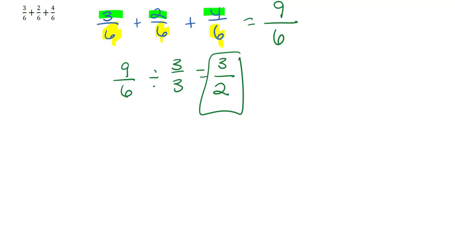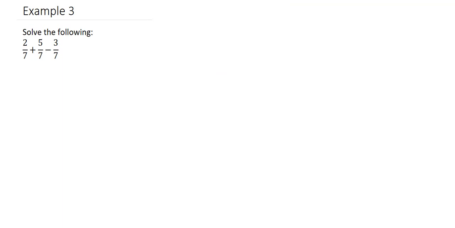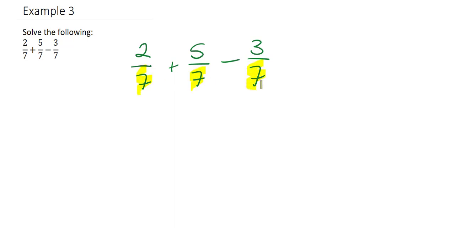Now, let's go ahead and look at the next example. So example 3, we're going to solve the following. So we have 2 over 7 plus 5 over 7 minus 3 over 7. So notice we have 2 operations, right? We have a plus and we have subtraction, right? And so we do have a common denominator, so we don't have to worry about that.